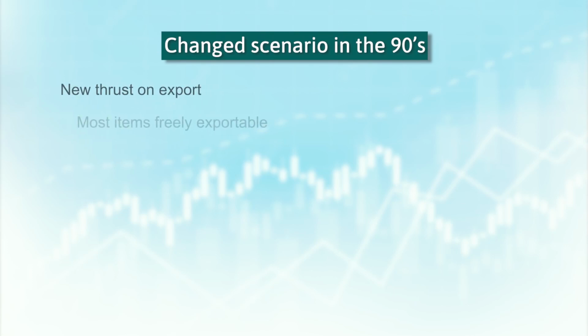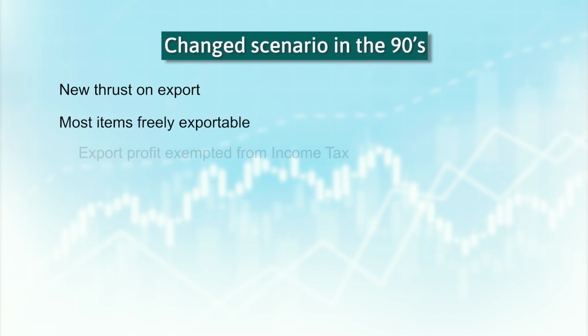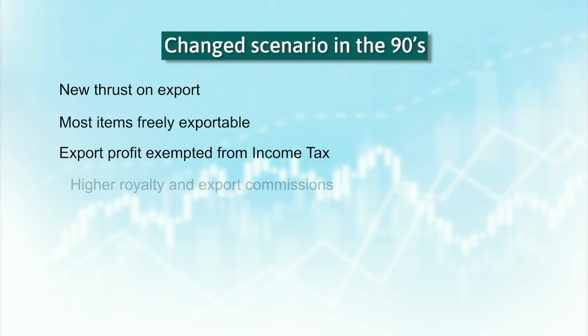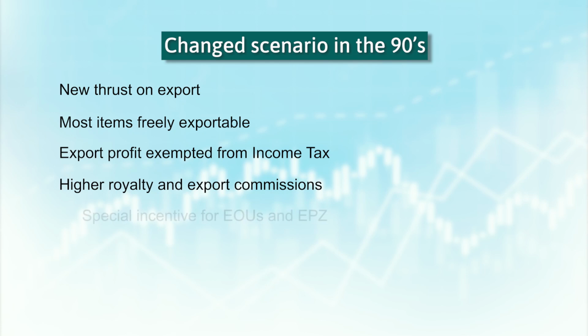So with this, we can say that with the advent of the foreign exchange market, there has been a change of scenario in the 1990s, which also explains how the trade landscape has changed with thrust on export. More items have become freely exportable. Export profit was exempted from income tax at that point of time. Higher royalty and export commissions were set up, and special incentives were given for EOU, Export Oriented Units, and EPZ, Export Processing Zones. These are some of the units which were given special focus in the changing scenario of the Indian economy.